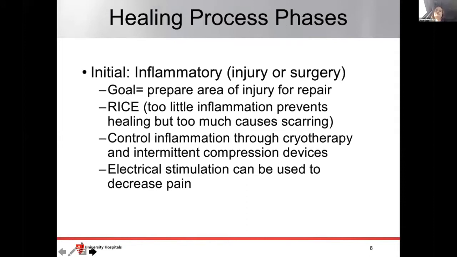The initial process is inflammation. So you really are trying to prepare the area for repair and healing. You don't want to ice it too much or too little. It's a very fine line. You want to control the inflammation and the swelling to try to get the motion going in the joint. Electrical stimulation also is a very good modality to decrease pain.